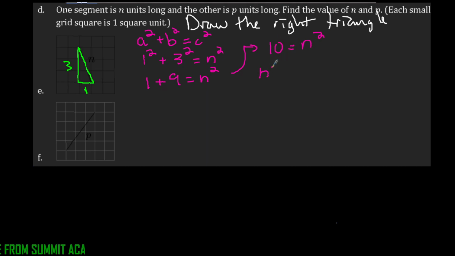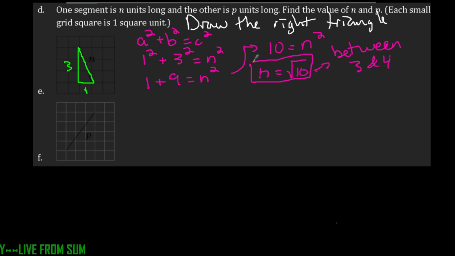So that just means that n is going to be equal to the square root of 10, which is going to be between 3 and 4. So make sure you can say that it's between 3 and 4, so that way you can get some practice with those two consecutive integers.